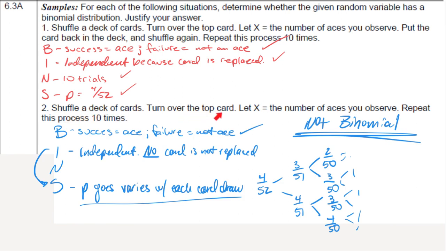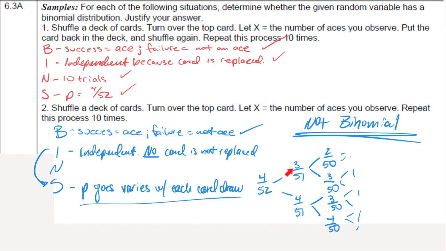Now we're going to shuffle, turn over the top card, same thing, repeat 10 times, but something's missing. So B, we have success or failure. Ace, not ace. I, independent? No, because we're not replacing the card. Let's go down to S, the probability of success. It varies with each draw. So my first card has a probability of 4 out of 52.